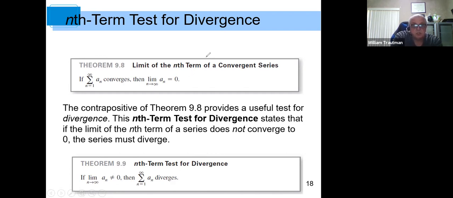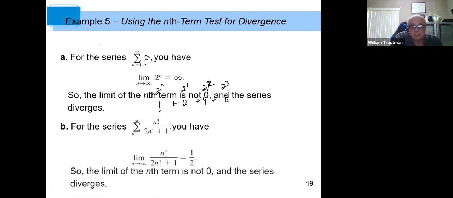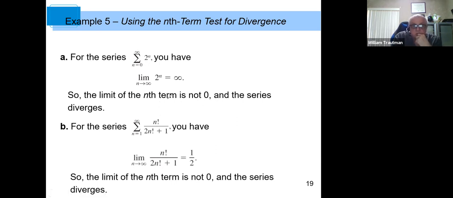Let's see, no, they have an example here. Once again, for the series, you have this. You can look at this right away. I mean, just start plugging some numbers in there. If you plug 0 in there, you get 2 to the 0 power, which equals 1. If you plug 1 in there, you get 2. If you plug 2 in there, you get 4. If you plug 3 in there, you get 8. This is just an ever increasing series. So obviously it's going to diverge. The limit of the nth term is not 0.